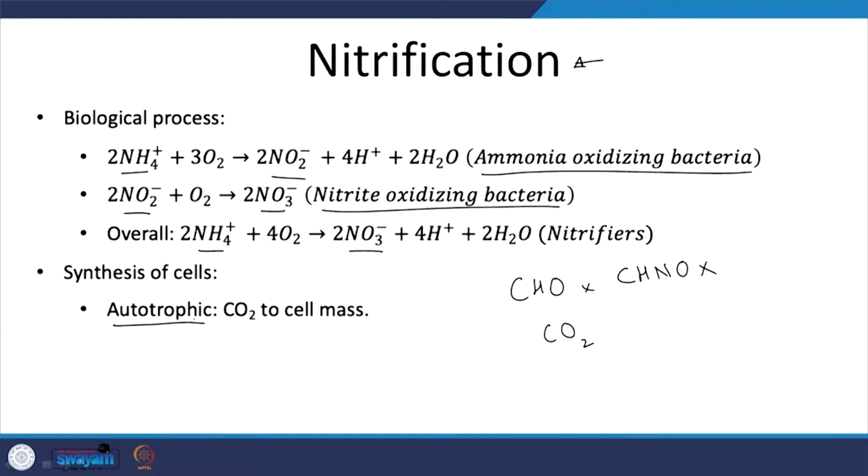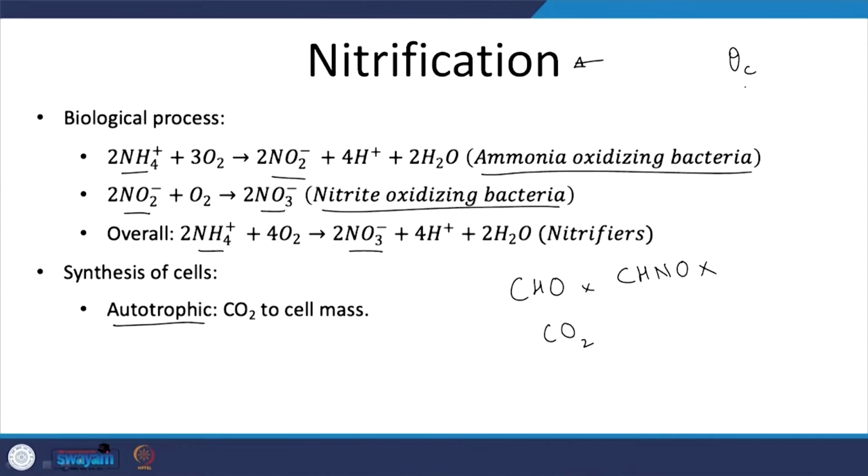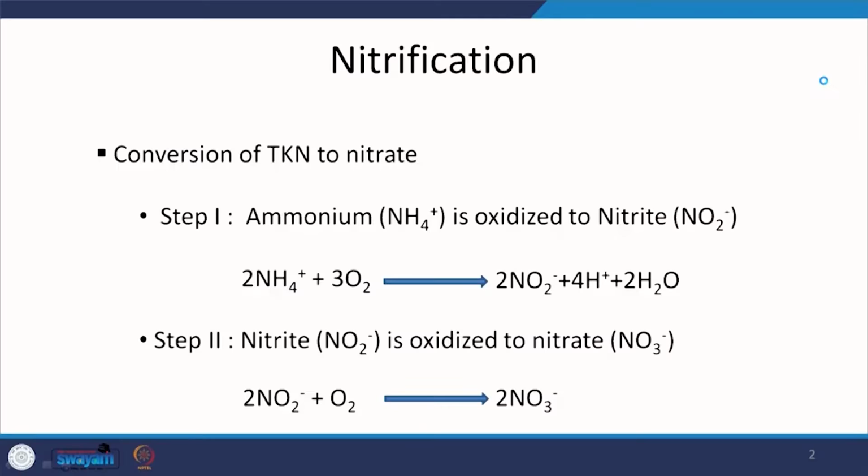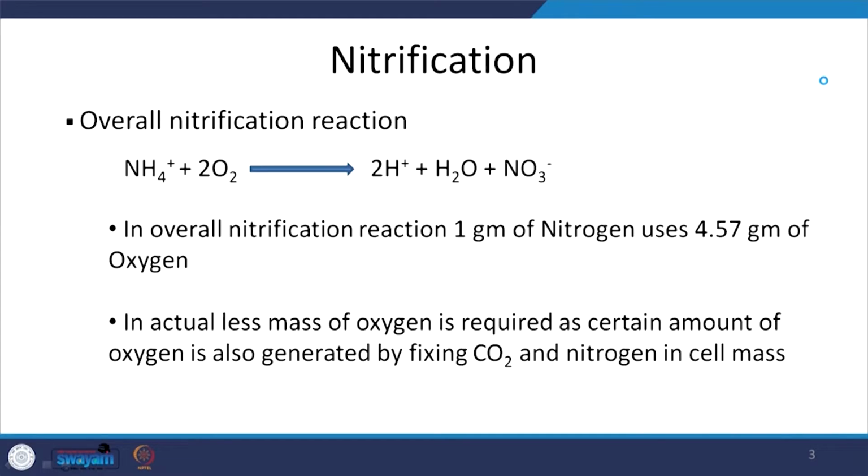And one aspect to keep in mind is that they grow slowly. What does that mean? Meaning that you have to have high cell residence times, right. So that is one aspect, and also their yield is less, that is, the number of new cells produced per unit mass of the substrate or food that they are consuming. I think we will come to this later, so let me not digress here. So, denitrification, conversion of TKN into nitrate, we already summarized this in the previous slide. Let us move on: two steps, and the overall nitrification reaction.